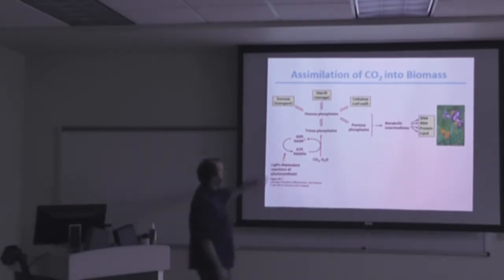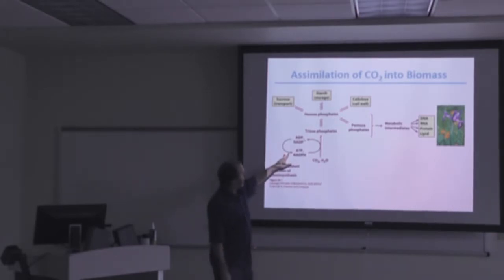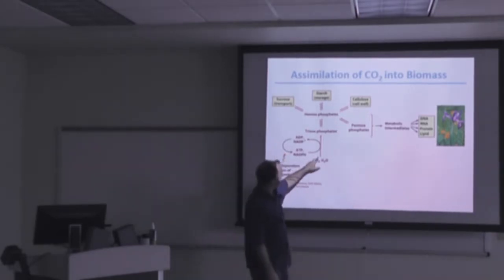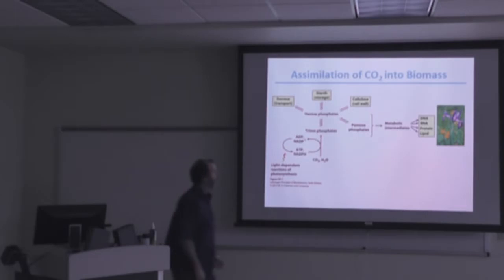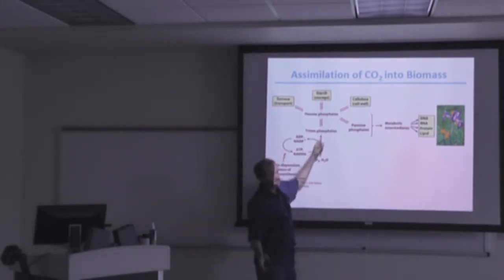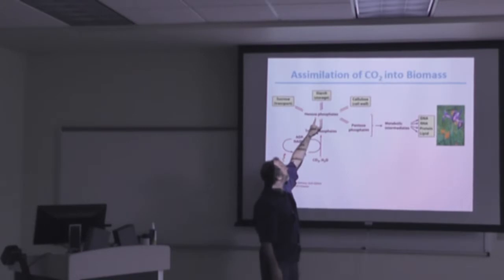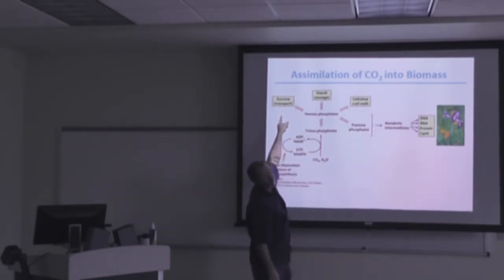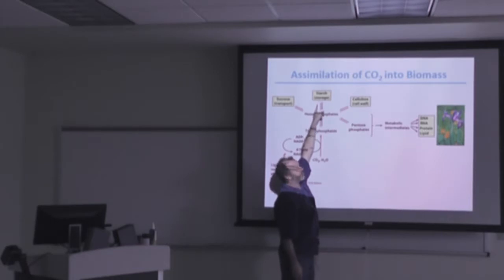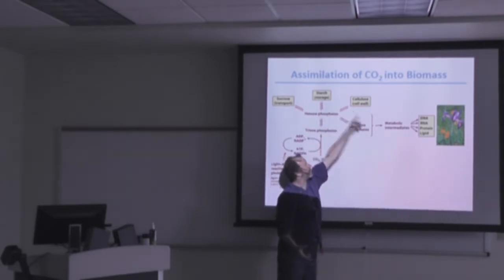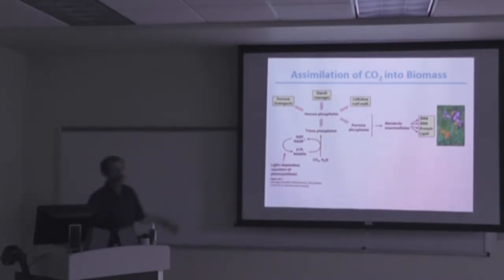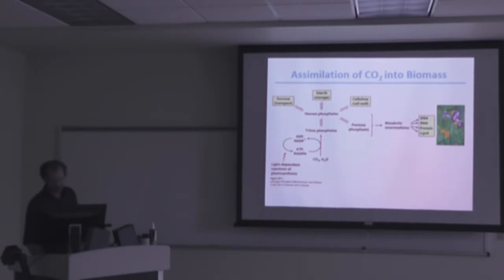So the light cycle produces ATP and NADPH. That, along with carbon dioxide and water, will produce these triose phosphates, or glyceraldehyde 3-phosphate. Triose phosphates can be condensed to produce the hexose phosphates, which can then be used to make sucrose, or polysaccharides, starch for energy storage, or cellulose for structure. And then, of course, the pentose phosphates are used to make DNA, RNA, proteins, and lipids also.